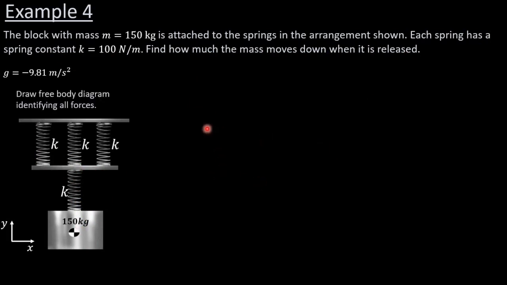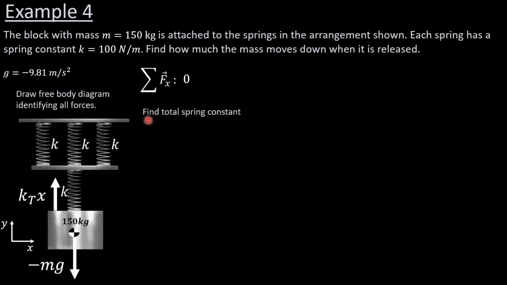So we draw our free body diagram, so we're going to have mg acting down. m is just the mass of this block, which is 150 kilograms, and we have the combined spring force from all these springs pulling in the opposite direction. That is the combined spring stiffness times the distance it's moved from its equilibrium position, which is x. So the sum of the forces in the x direction is going to be 0.